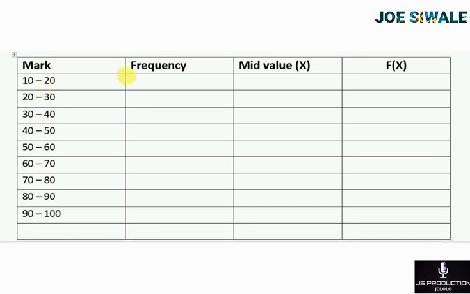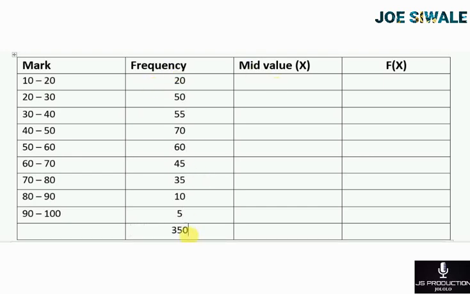Then I'm going to write the frequency. So the frequency of 10 to 20, that's 20. Then I'll have 50, I'll have 55, I'll have 70, I'll have 60, I'll have 45, I'll have 35, I'll have 10. And have 5. So the summation of these frequencies is 350.